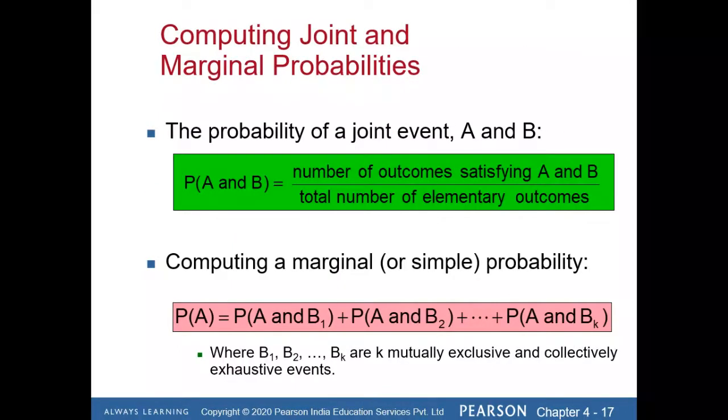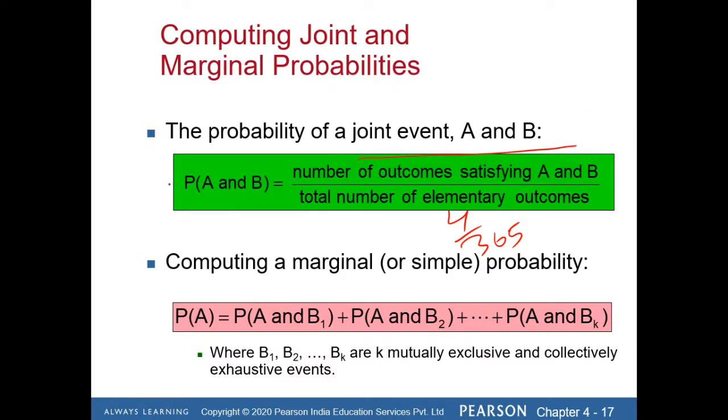So this is all about how we have to understand collectively exhaustive events and mutually exclusive events. For finding these out, we have certain formulas which are given in your session unit 4. You refer to the probability of joint event A and B, the number of outcomes satisfying A and B. Like you have seen, January and Wednesday together is 4 by 365. So this is the probability of joint event A and B.